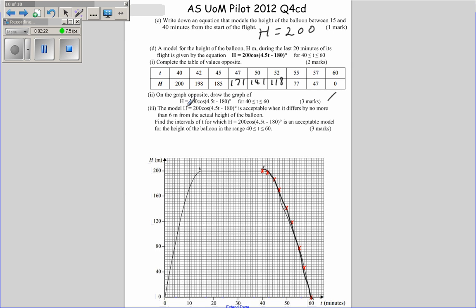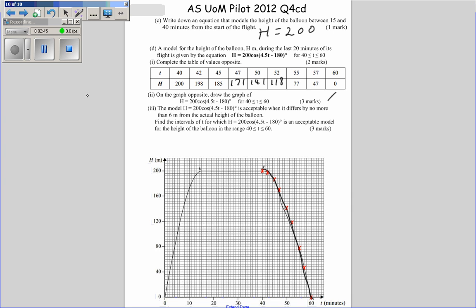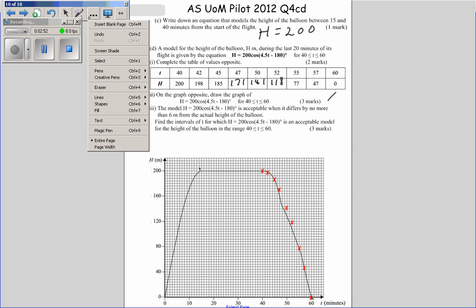Part 3 then, the final part. The model is acceptable when it differs by no more than 6 meters from the actual height of the balloon. Remember, each of these increments here represents 4 meters. So we'll look at the points where we differ by more than 6 meters. It might be easier if we could actually go back, and I'll rub this out, to see those points.